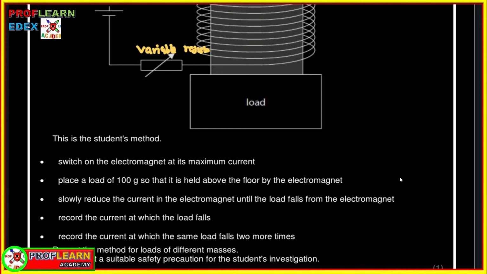This method is the student's method. Switch on the electromagnet at its maximum current. Place a load of 100 grams so that it's held above the floor by the electromagnet. Slowly reduce the current in the electromagnet until the load falls from the electromagnet. Record the current at which the load falls. Record the current at which the same load falls 2 more times.